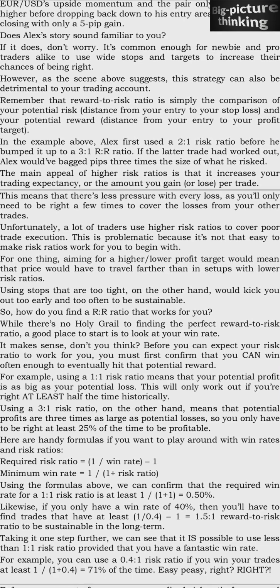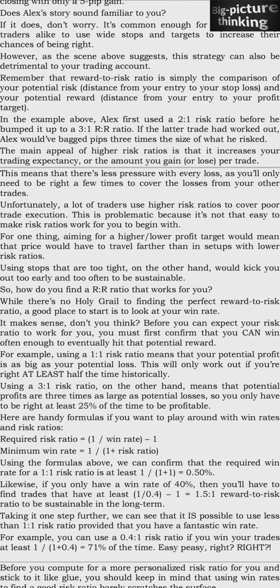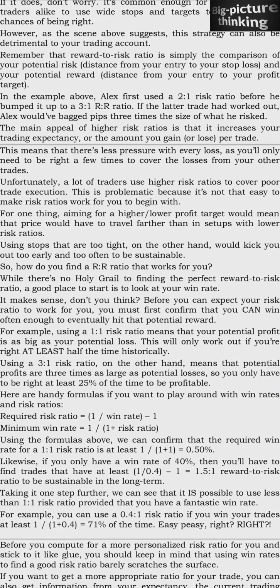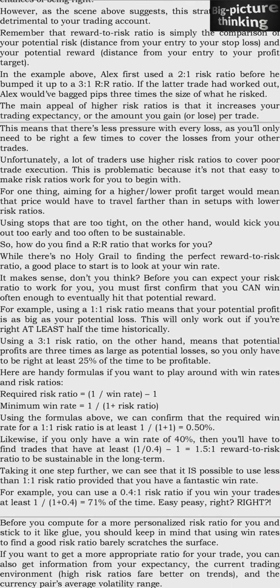Unfortunately, a lot of traders use higher risk ratios to cover poor trade execution. This is problematic because it's not that easy to make risk ratios work for you to begin with. For one thing, aiming for a higher profit target would mean that price would have to travel farther than in setups with lower risk ratios. Using stops that are too tight, on the other hand, would kick you out too early and too often to be sustainable. So, how do you find an R ratio that works for you?